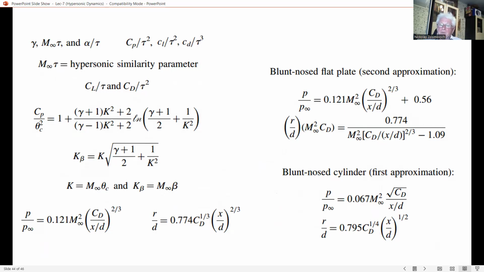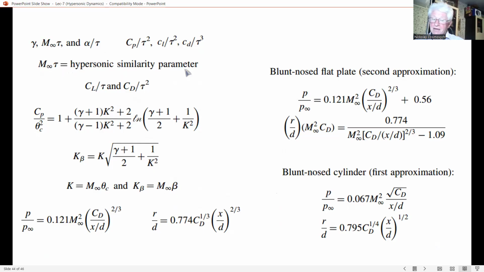From them, we have shown that flows over affinely related bodies with the same values of gamma, M infinity tau, and alpha over tau will have the same values of Cp over tau squared, Cl over tau squared, and Cd over tau cubed. Here, Cl and Cd are referenced to planform area. Okay? So M infinity tau is simply the hypersonic similarity parameter.